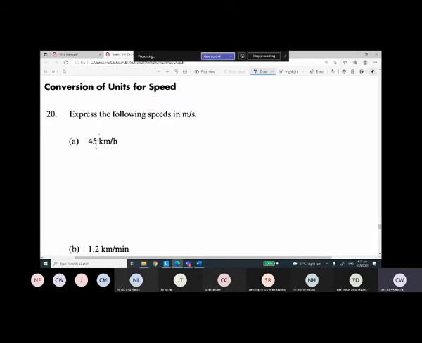I have 45 kilometers an hour. I want to convert it to meters per second. Can you do this for me, all of you? You must learn how to convert. The conversion is very important. If you don't know how to convert, your answer will be wrong. So you must know how to do conversion: change kilometers an hour to meters per second.